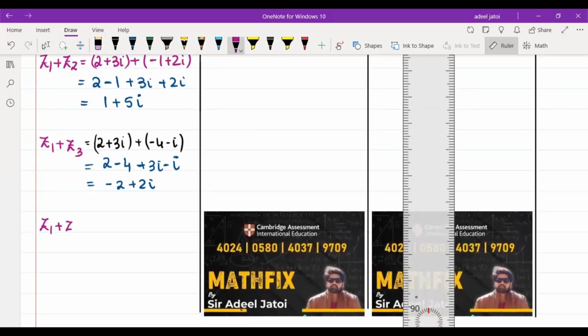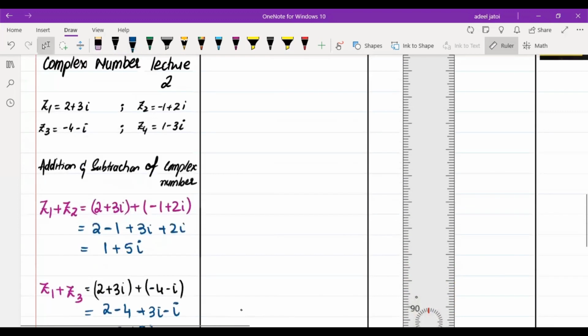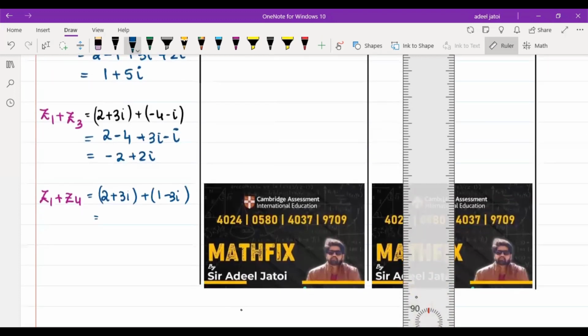Z1 plus Z4. So Z1 we know is 2 plus 3 iota and Z4 was 1 minus 3 iota. So plus 1 minus 3 iota. So this will be 2 plus 1 plus 3 iota minus 3 iota, which cancels out. So this should be 3.